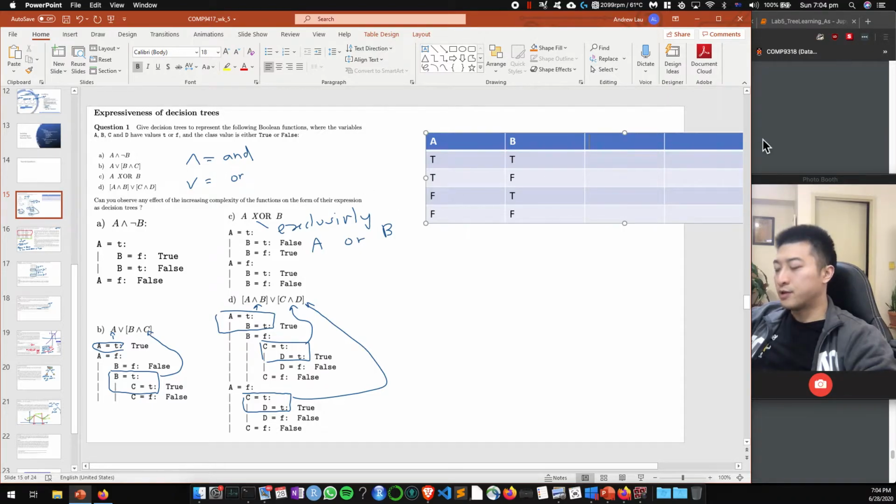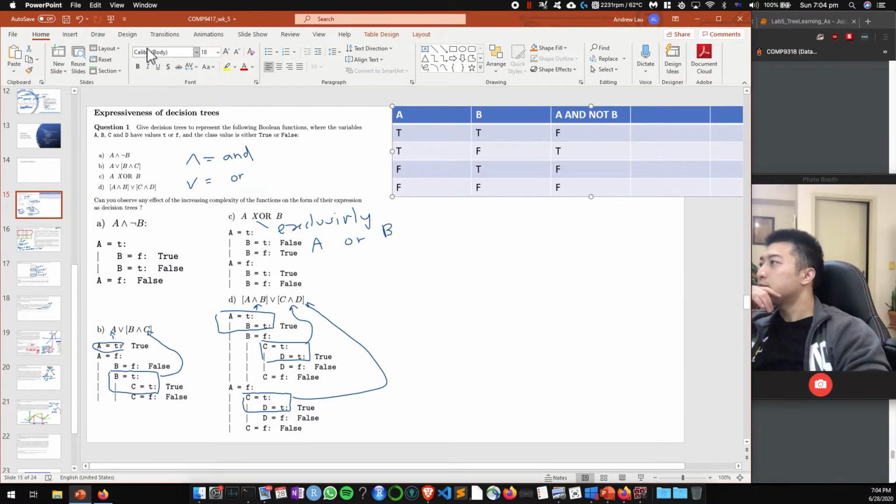And say the first one is A and not B, right? So A and not B, this is the only time it's true. You just test it out, right? So here it has to be A, and you need not B, so it's A and not B, right?